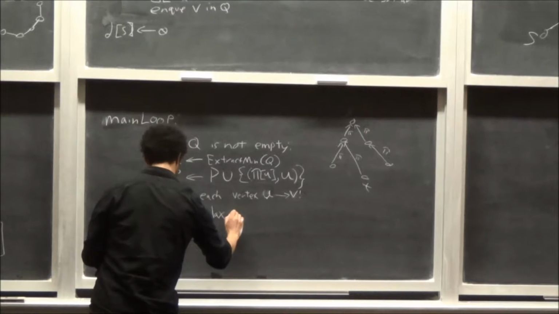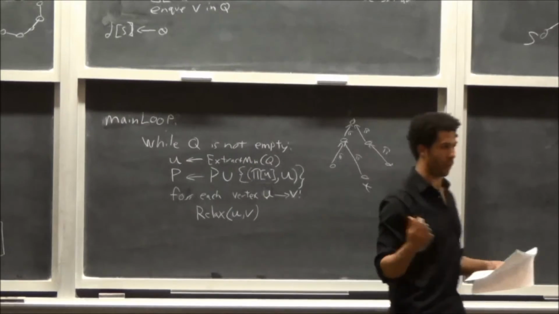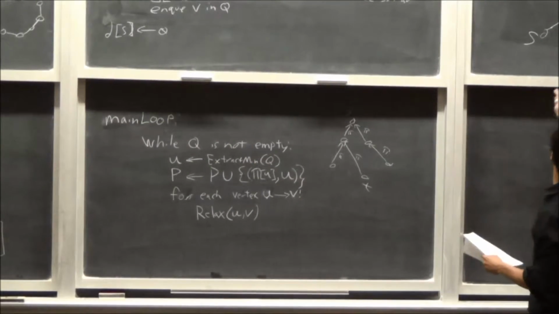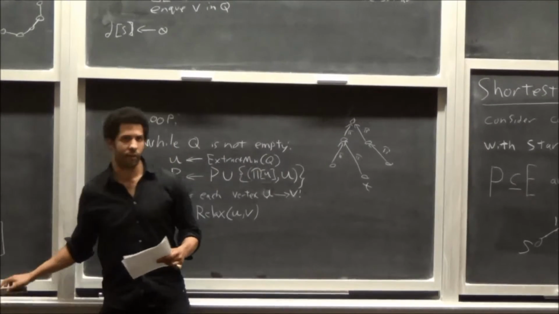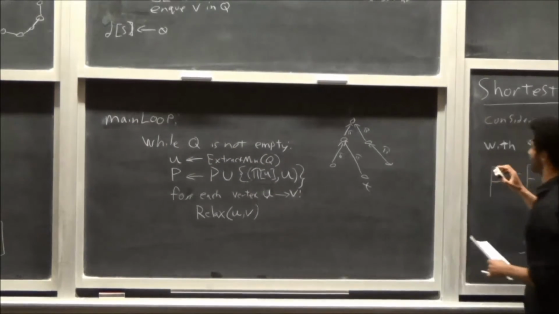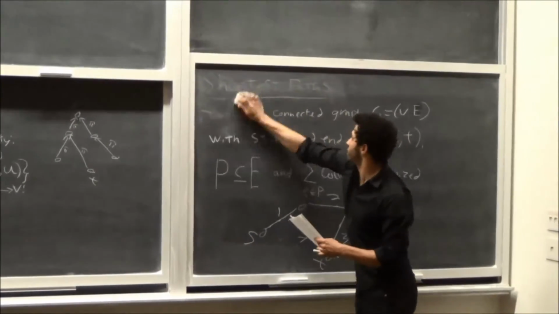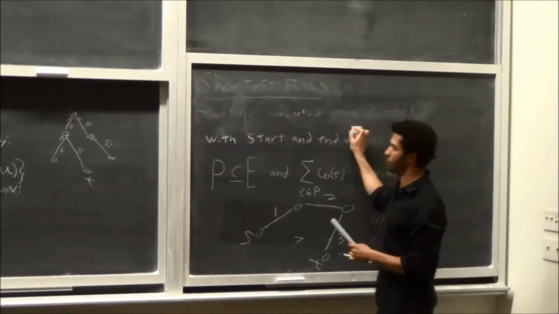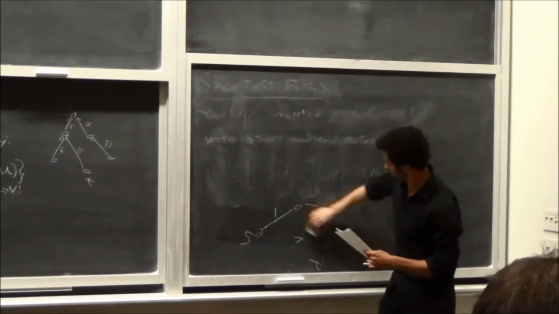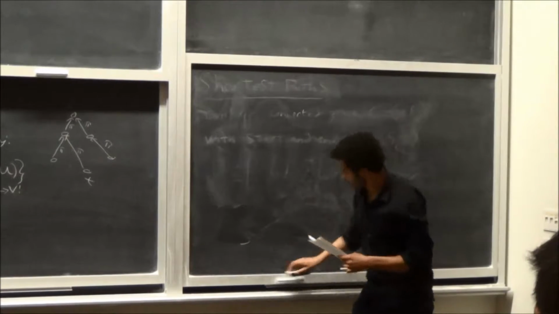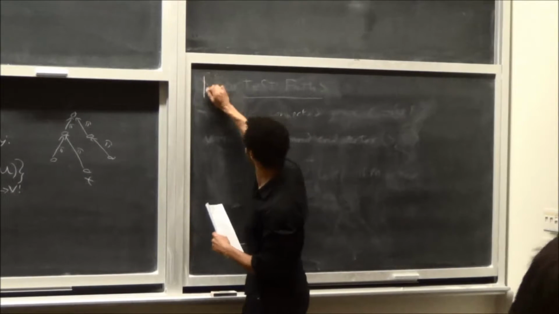Has anybody seen this before? Is this super familiar? Have you seen the idea of relax before? No? Okay. Sometimes I'm not sure what formulas or algorithms you guys have been exposed to previously. So if I do something that's completely foreign, just stop me and I can explain in more detail. If I'm doing something that's very redundant, just let me know and I can skip ahead. So let's define this relax function, because this is kind of the core crux of the algorithm.